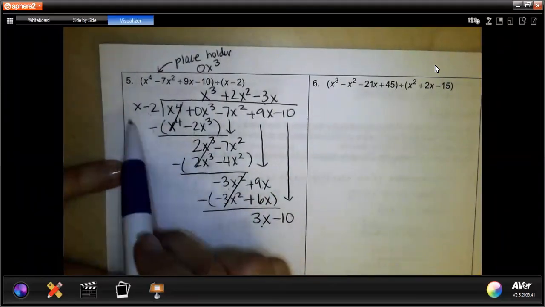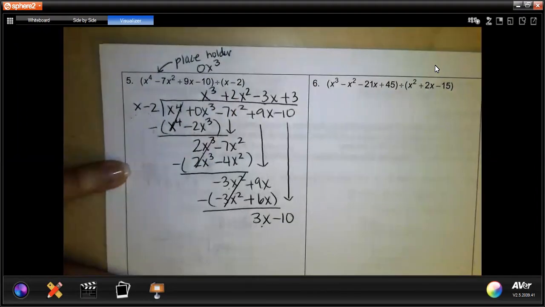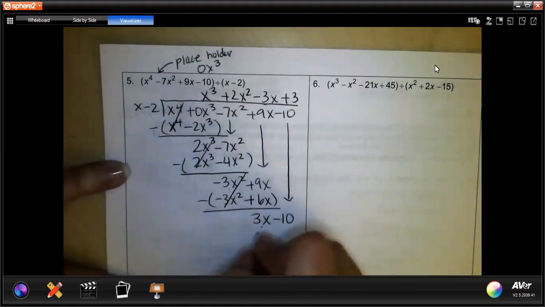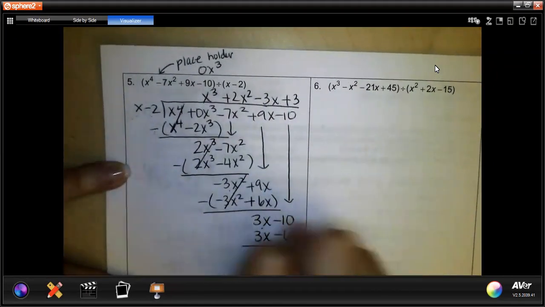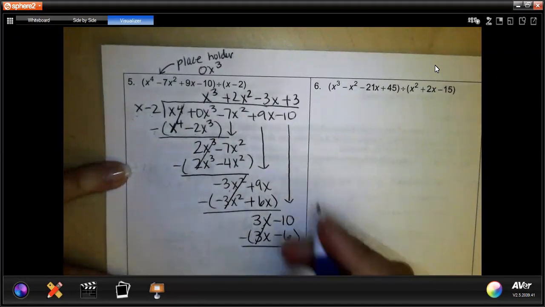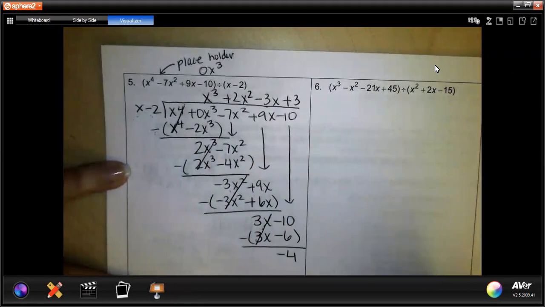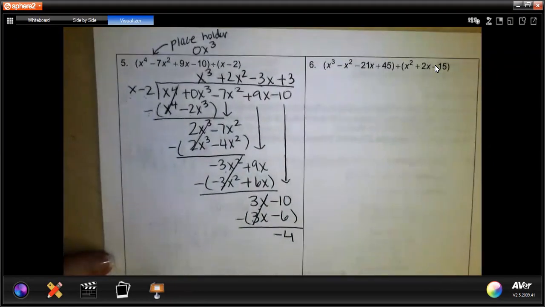So 3x divided by x is 3. 3 times x is 3x, and 3 times negative 2 is negative 6. When I subtract, my 3x's cancel. Negative 10 minus a negative 6 gives us a negative 4. And that right there would be our remainder since x cannot go into 4.